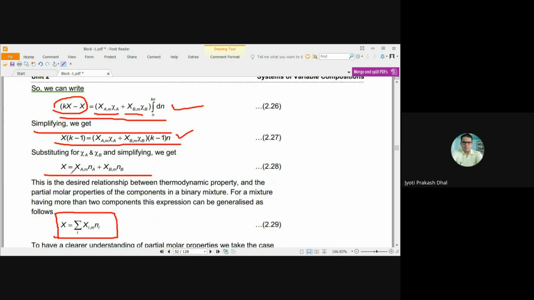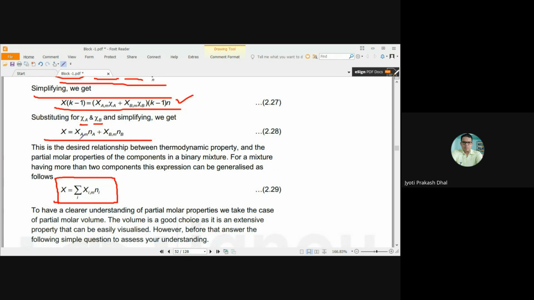Now putting the values of x_A and x_B, and the values of chi_A and chi_B, and simplifying, we can write x equals x_A n_A plus x_B n_B. So this is the desired relationship between the thermodynamic property and the partial molar properties of the components in a binary mixture.